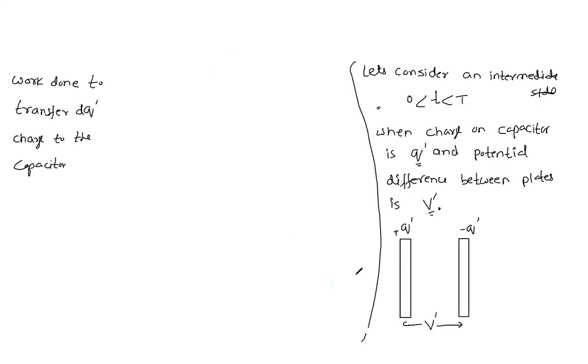If the potential difference between the plates is V prime, how would you calculate the work done to transfer dq prime charge? Do you remember any relation between work done, charge and potential difference? It's an open question for all. Do you remember this relation, work done from A to B is charge times potential at B minus potential at A? We have used this relation many times, to derive the potential energy of 2-point charges and n-point charges. You remember this relation?